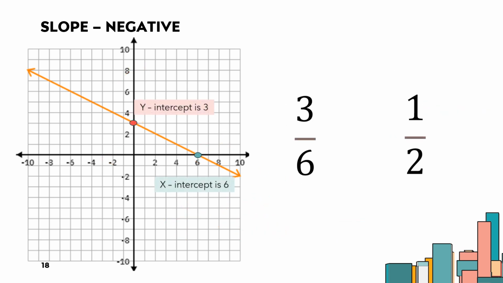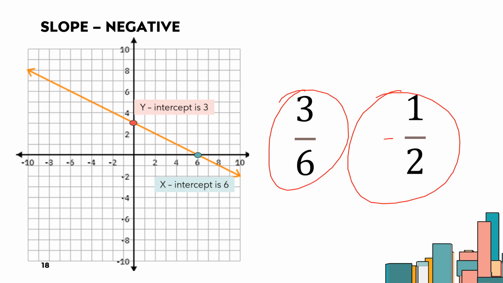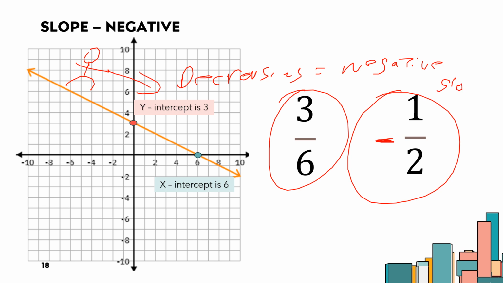So you should have gotten 3 over 6. And our fraction is a negative. We need to put our negative sign here: -1/2. Because if we draw our stick figure here and they're walking in the direction we read, it's decreasing. And decreasing means a negative slope. So far, so good.